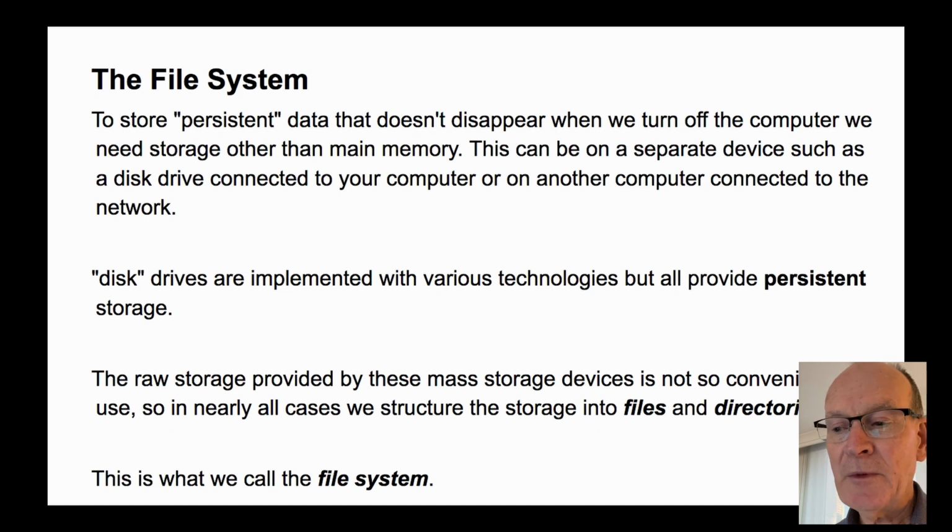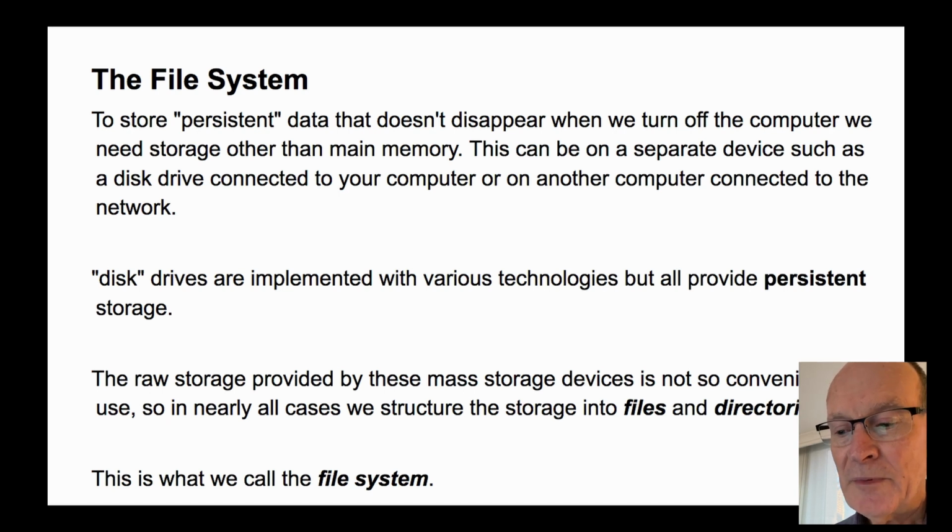So this means we have to store things on a separate device, such as a disk drive or some other mass storage device. Now, disk drives, we call them disk drives because that's what they used to be. They used to be rotating disks with a magnetic coating. They're implemented with various technologies now. Some of them are so-called solid-state disks, but they all provide persistent storage. In other words, storage that doesn't disappear when you turn off the power.